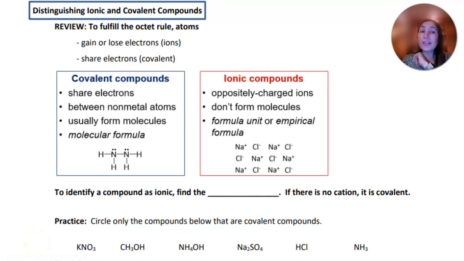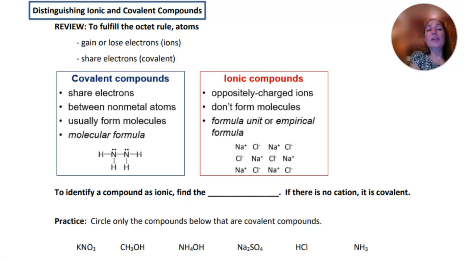This video is on distinguishing between ionic and covalent compounds: how to tell the difference, how to identify them, and then how to name them or write formulas. It's just reviewing the whole big thing. To review, to fulfill the octet rule, atoms can do one of two things.